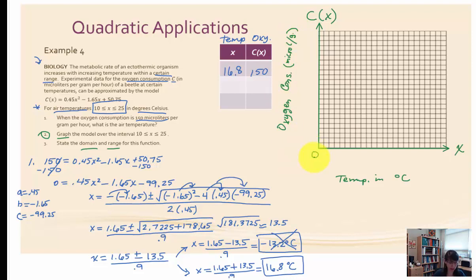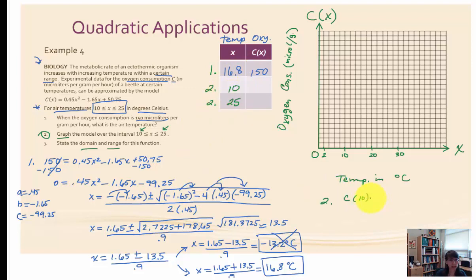We'll include scales now. So the temperature can only go as high as 25 degrees, so I'll count by 2s. And to figure out what the largest oxygen consumption is, we need to fill in some more ordered pairs that we generated. So question 1 generated that first ordered pair, and what we haven't found yet is what the actual oxygen consumption is when the temperature is 10 degrees C or 25 degrees C. So we really need to make 2 more calculations in order to complete this graph. Fortunately, we are given the input, so we don't have to worry about using the quadratic formula again.